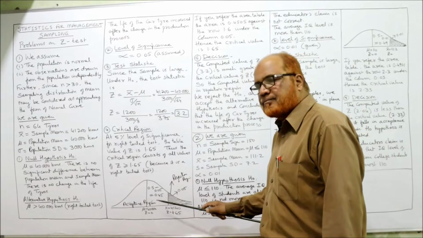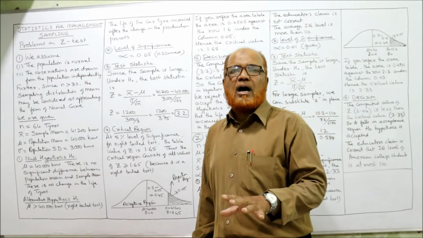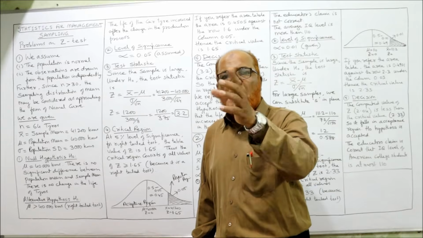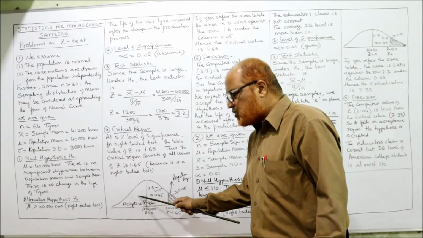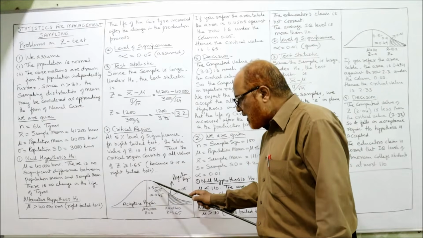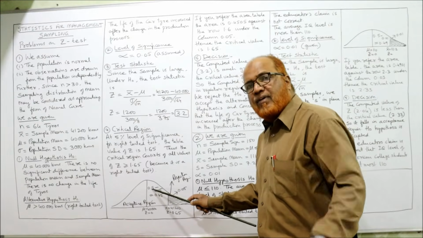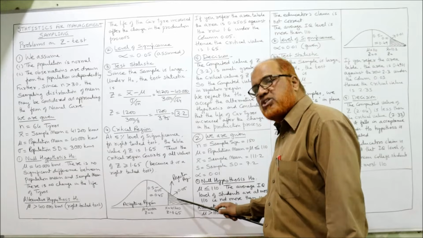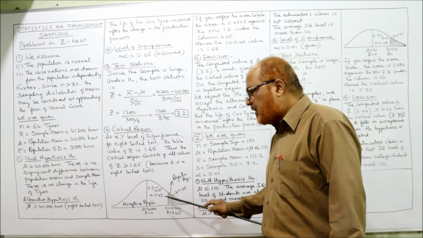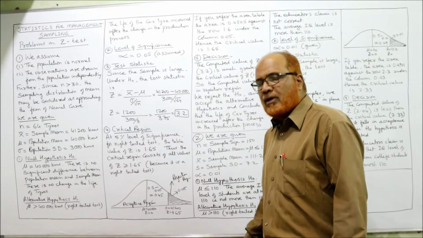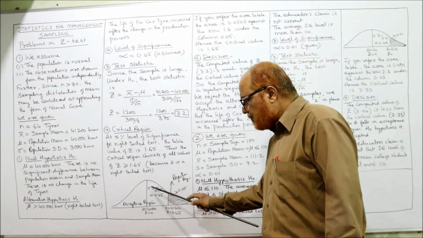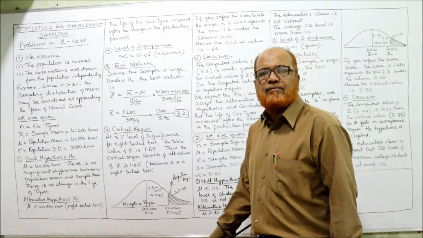This unshaded area. The total area under the normal curve is 1. 0.5 area on the left side, 0.5 area on the right side. So on the left side, this area is 0.5. We don't require it. On the right side 0.5. From 0.5, how much is the shaded region? 0.05. So directly 0.5 minus 0.05, you will get 0.45. So this unshaded region is 0.45.